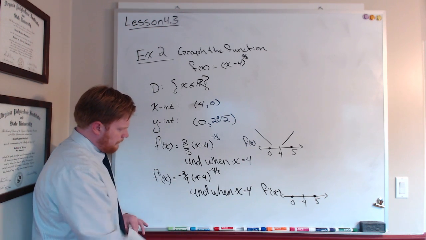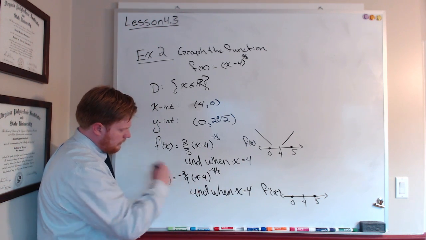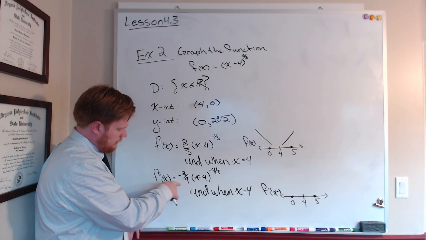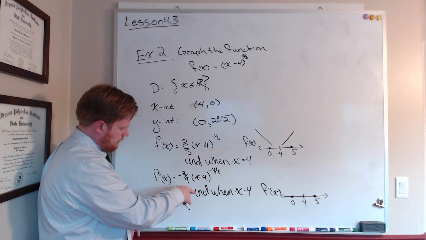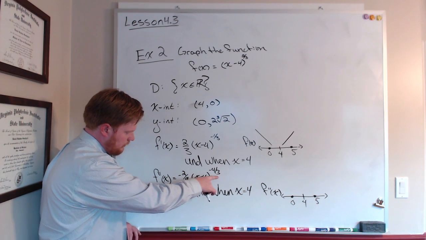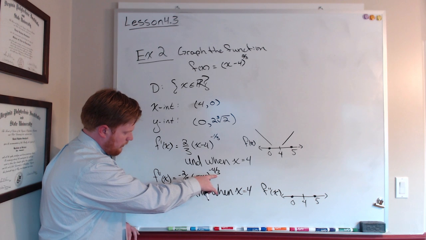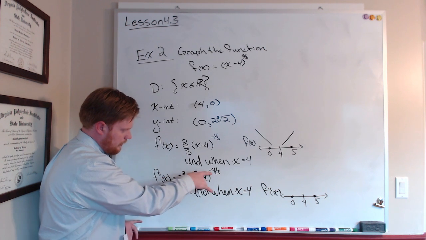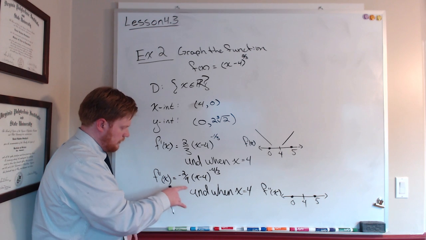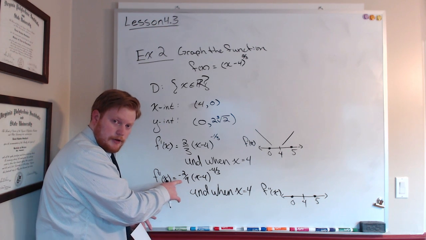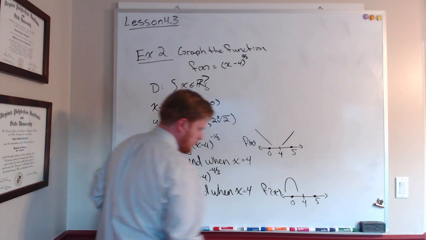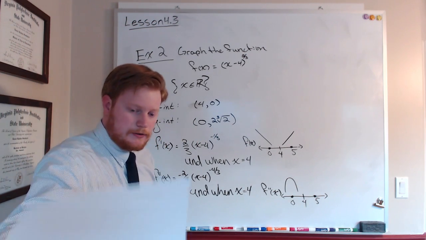When I plug in 0, I get some negative number in the cube root, and the cube root of a negative number is negative. But then I raise it to the power of 4 and it's positive. But then I multiply by a negative number, and so I get negative. So this is concave down. Now I know that's hard to follow, so let me try again.